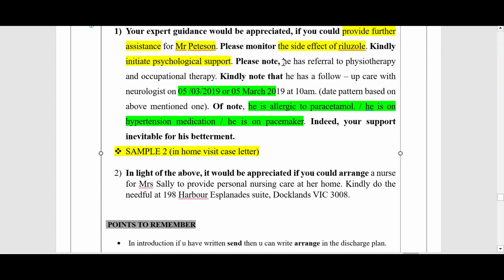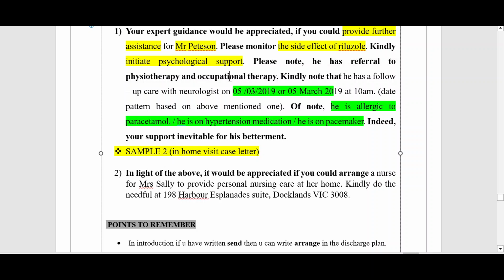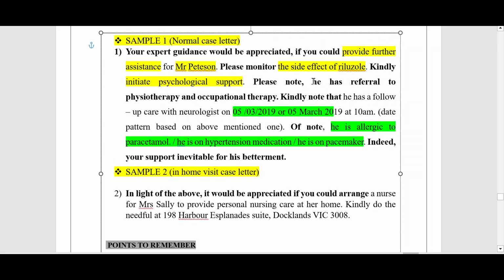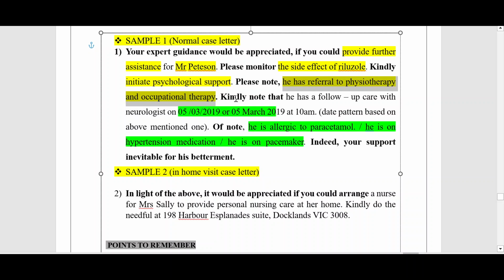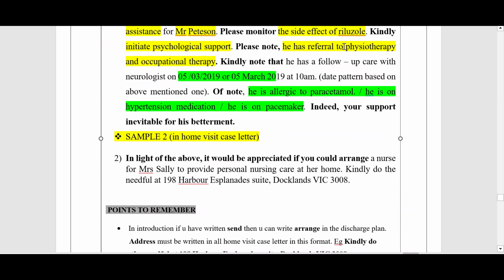And please note, he has, if you are not able to write, change the template. At the moment, change the template. Please note that he has a, this is not the bold. Please note that he has, this also can change. Kindly note that he has a follow-up.